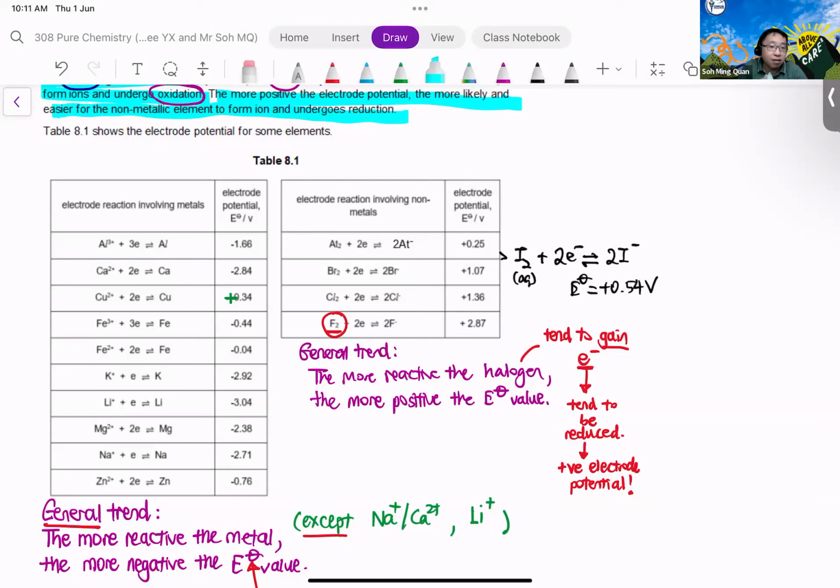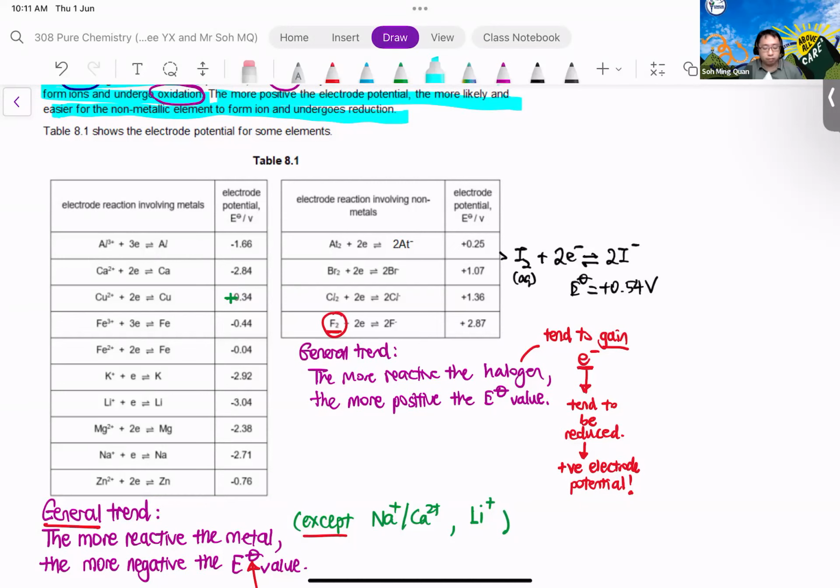On the other hand, something like potassium. Potassium is easily oxidized because the E0 value is negative. So positive means reduced, negative means oxidized.